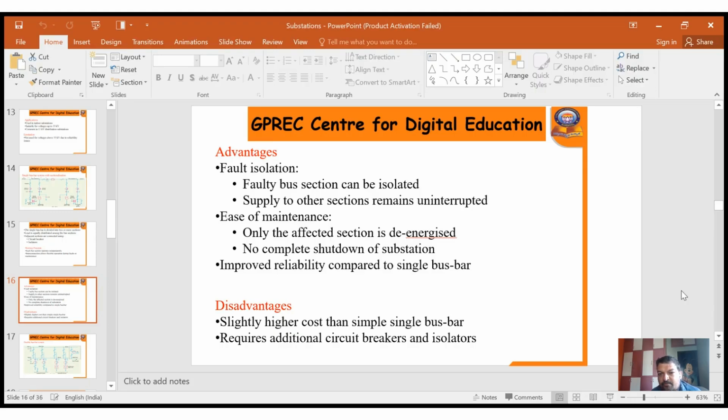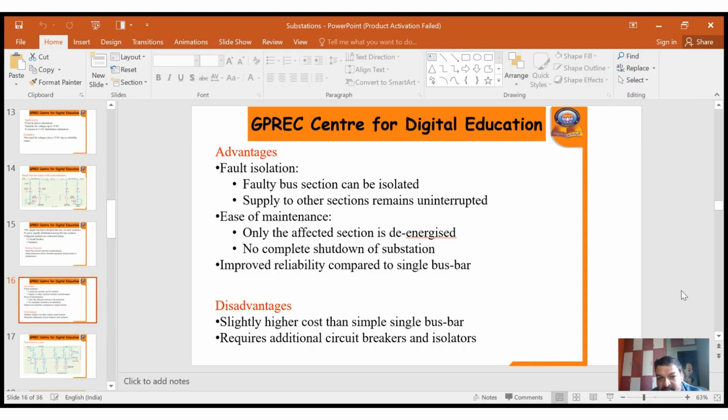Improved reliability compared to single bus bar. In the single bus bar system, when any fault occurs, we have to completely interrupt the supply. Whereas in the single bus bar system with sectionalization, when any fault occurs, only that section will be interrupted or de-energized, and the remaining n minus 1 subsections continue supplying the power. That is the main advantage of single bus bar system with sectionalization.